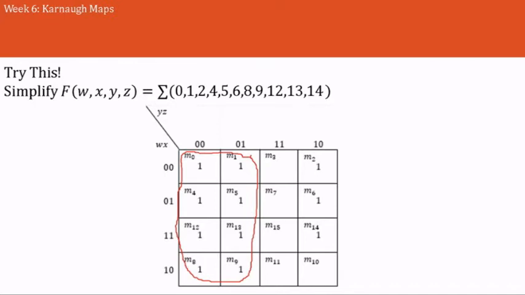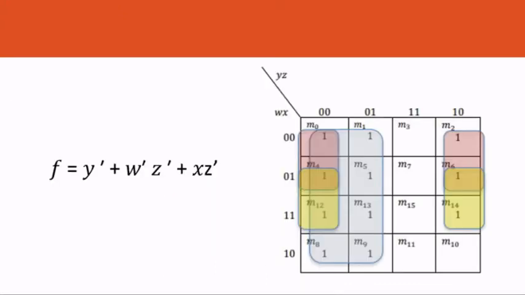Do we have another group of 8 aside from this? None. So next, let's look at a group of 4. Can we find a group of 4? Yes. So this is a group of 4, this one. And here, that's also a group of 4. And then do we have another group? Okay, so if we first look at the group of 8, let's check this.